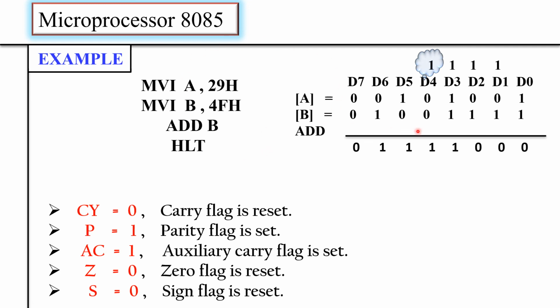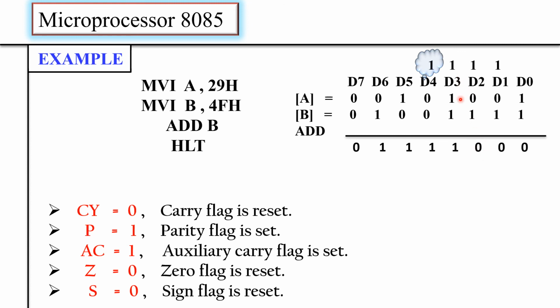So now this 29 is converted into binary. 29: 2 is 0010 and 9 is 1001. 4F: 4 is 0100, and F is 1111. So adding the content of the accumulator with the content of register B, let us see. 1 plus 1, sum is 0, carry is 1. 1 plus 0 plus 1, sum is 0 and carry is 1. Again 0 plus 1 is 1, plus 1, so sum is 0 and carry is 1.